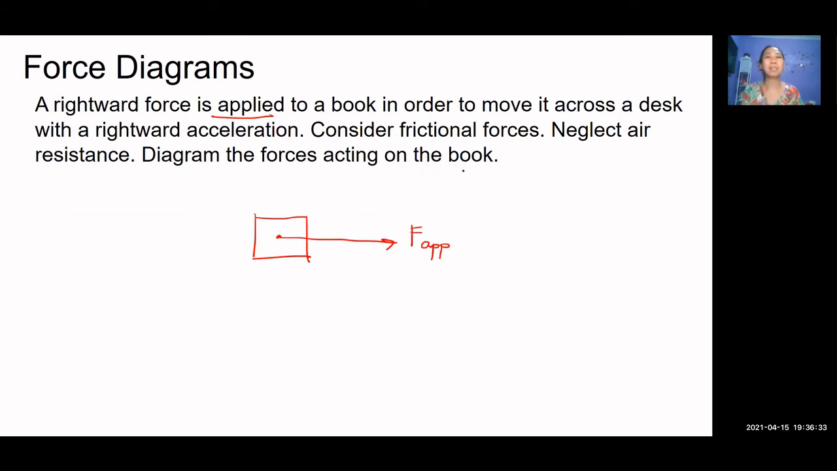So, of course, yung book is nasa earth siya, so that means meron siyang force of gravity, which is acting downward. And nabanggit din dito na nasa ibabaw siya ng desk. So, yung desk na yun, nag-a-apply siya ng normal force. Kaya meron din tayo ritong normal force going upwards. Yan. And sabi, consider frictional forces. So, i-consider natin ang frictional forces. That means meron tayong force of friction acting to the left. Yan. So, remember, ang friction force natin is opposite doon sa direction ng motion ng object. So, kung ang object natin is nabanggit kasi dito, nag-move siya to the right. So, that means ang friction natin is moving to the left.